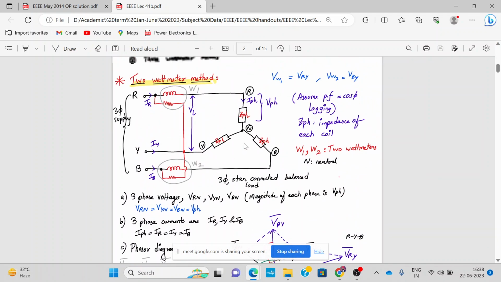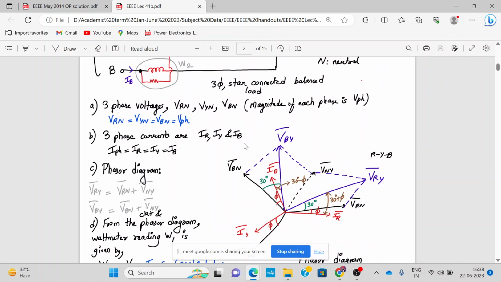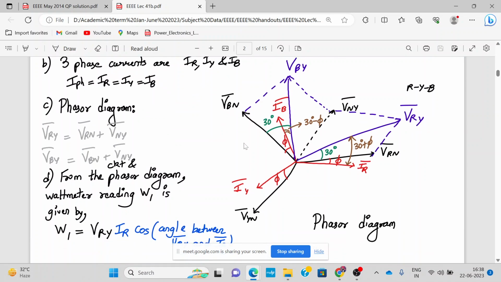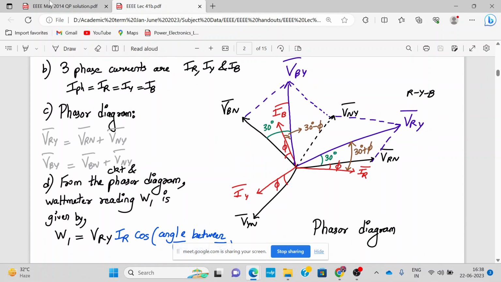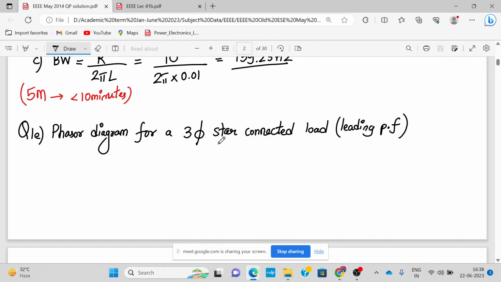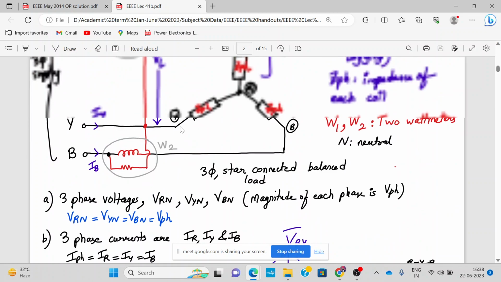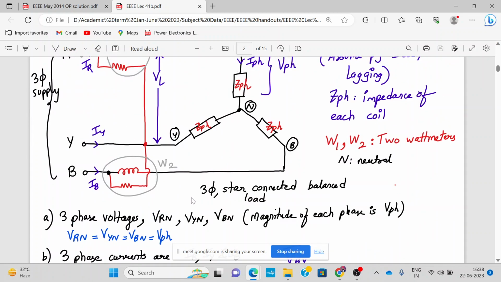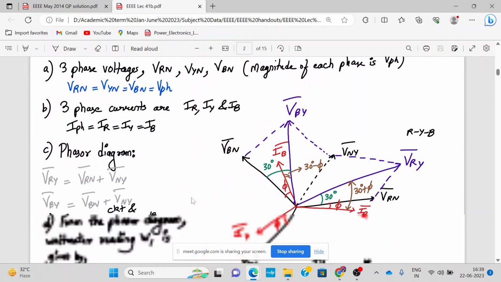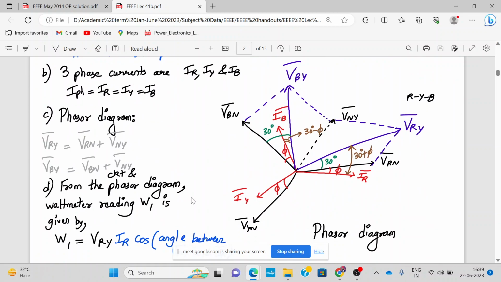This is the phasor diagram for three phase. But what they have given, let me cross check: the phasor diagram for a three-phase star-connected load. This is a star-connected load. For a three-phase star-connected load using the two wattmeter method, this is also true. So what do you want me to do, solve this right now? Show how it's done once? That is what you're asking.